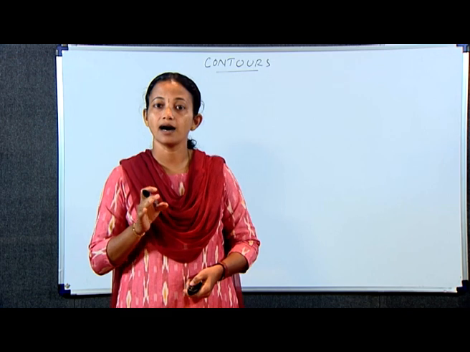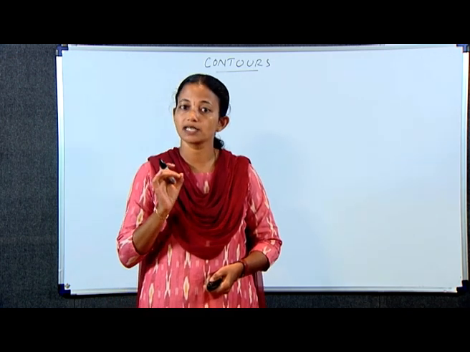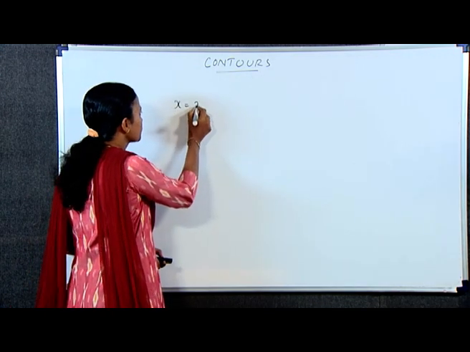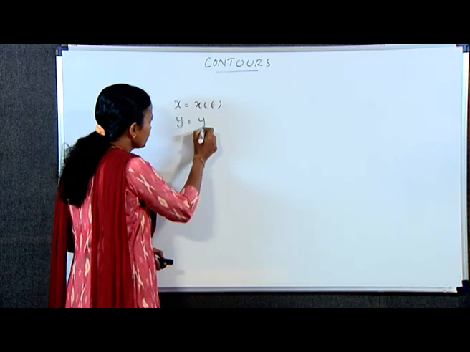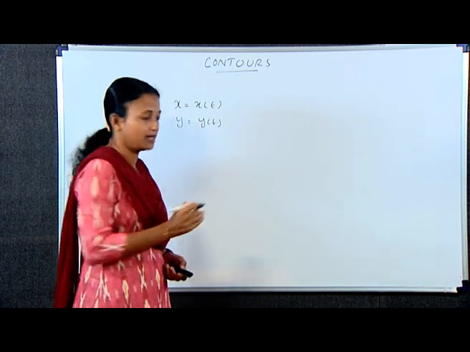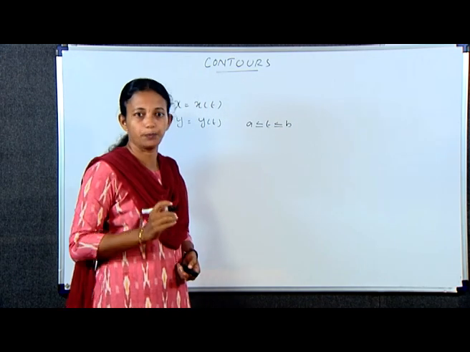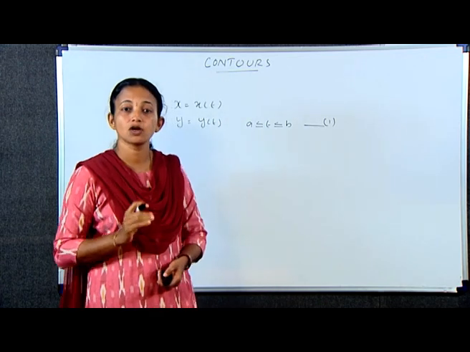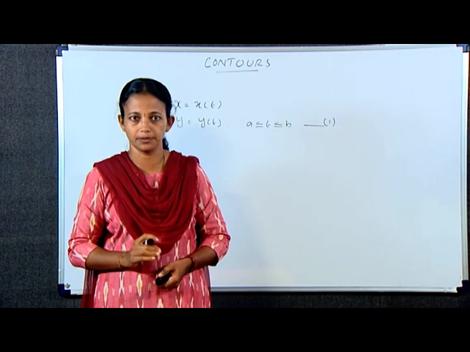First we have the definition of a continuous arc. An arc C in the complex plane is a set of points z = (x, y) such that x = x(t), y = y(t), where a ≤ t ≤ b. Equation number 1. Where x(t) and y(t) are continuous functions of the real parameter t.